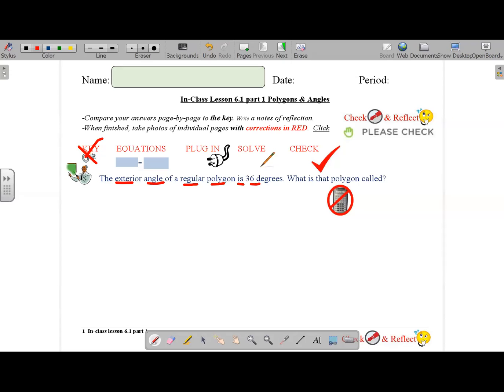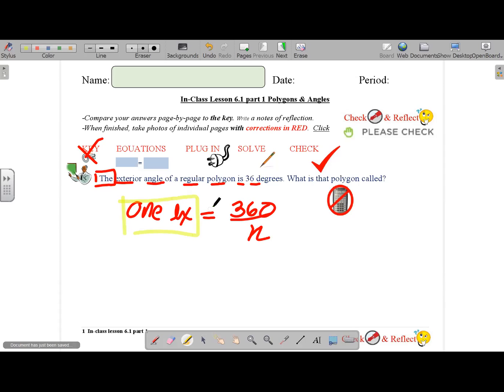Repeat that again. Is it a sum of exterior angles or a single exterior angle? Sum. The word "the" is a clue. Oh, single. Single. Okay, then this is how you write your equation. 1 exterior angle equals 360 over n.